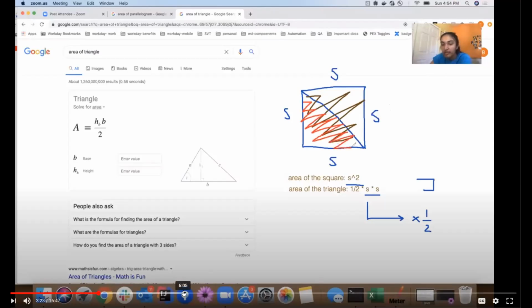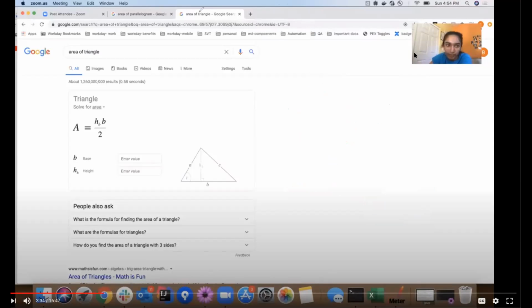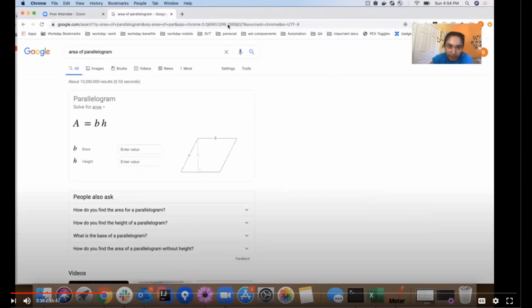As we can see, that is 1/2 of the square, which is just another way of visualizing the area of a triangle. So this is just another way of understanding that concept. And we can do the same thing for a parallelogram.